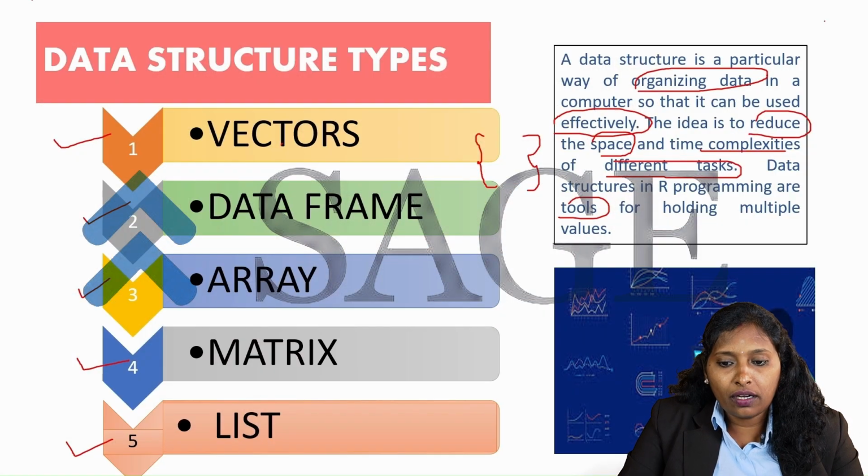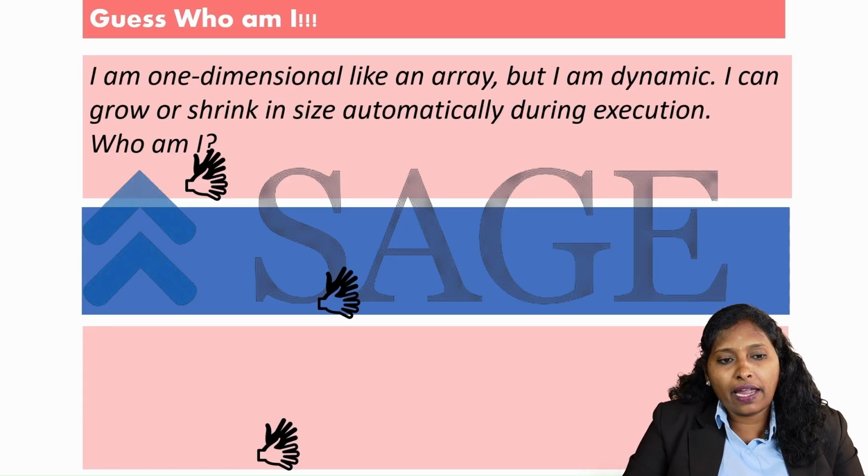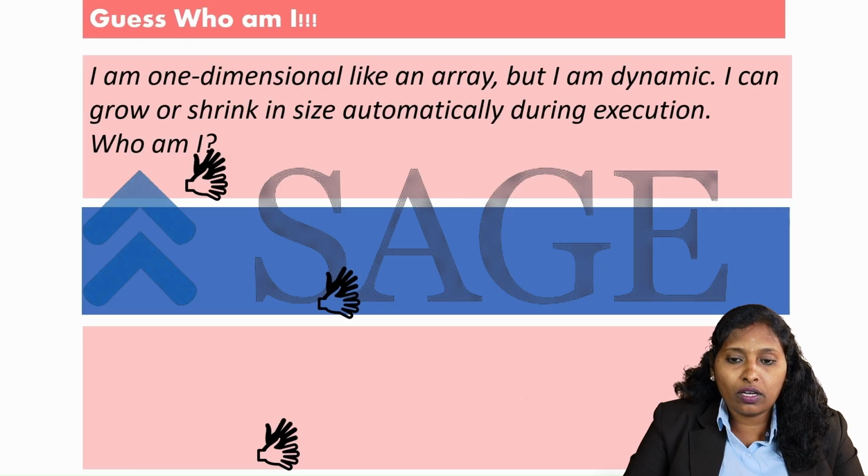So moving ahead, there are questions. It's just an activity, guess who am I? So I am one-dimensional like an array, but I am dynamic. I can grow or shrink in size automatically during execution. So guess who am I? Any guesses? One dimensional like an array. Yeah, fantastic. The answer is vector. It's one dimensional, but it's like an array.